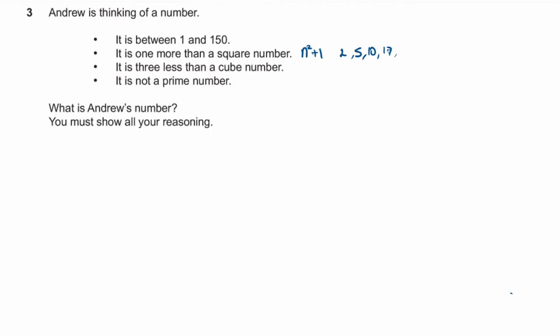Then I'm going to get 25 plus 1, which is 26. 36 plus 1, which is 37. 49 plus 1, which is 50. 64 plus 1, which is 65. How are we doing? That's 8, isn't it? 9 is going to be 82. Then I'm going to get 101. 11 squared is 121 plus 1 is 122. Then 12 squared is 144 plus 1 is 145.